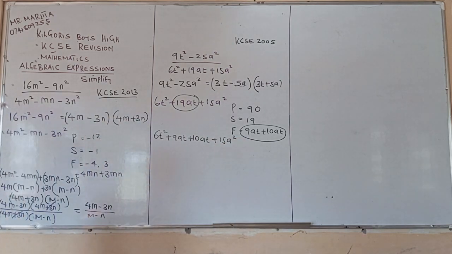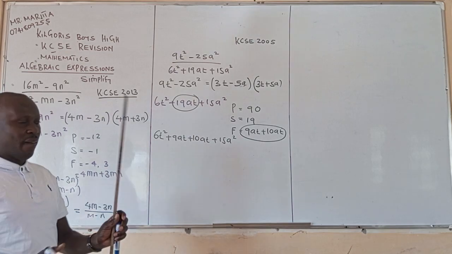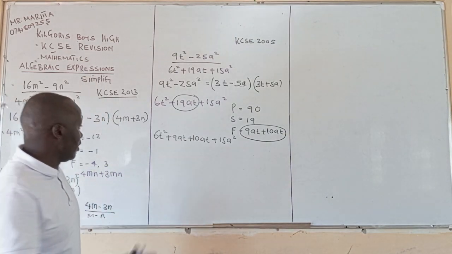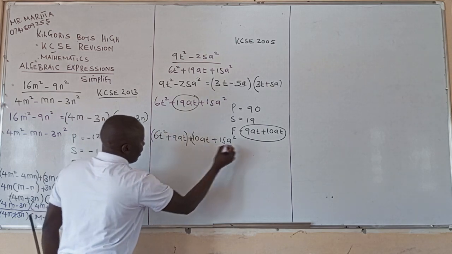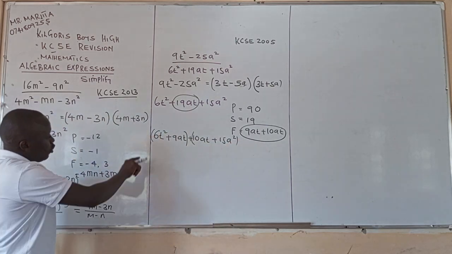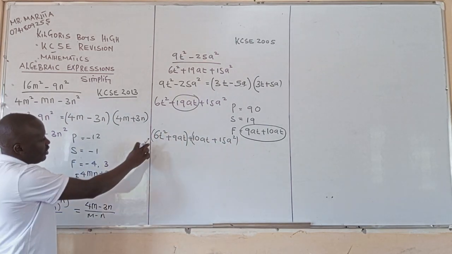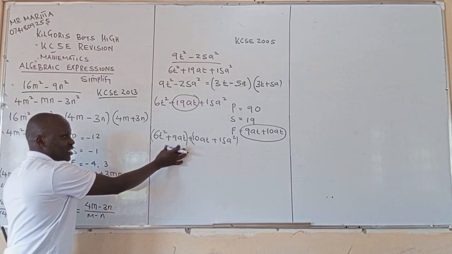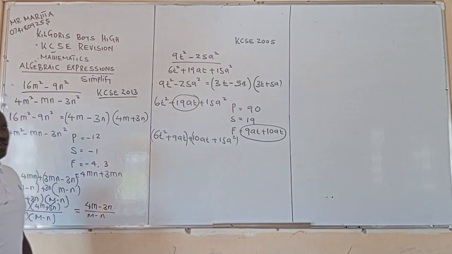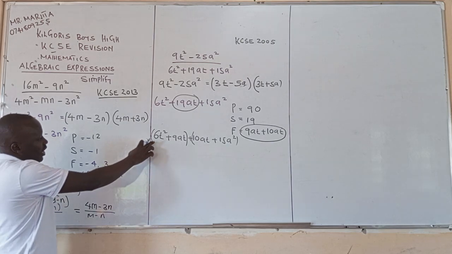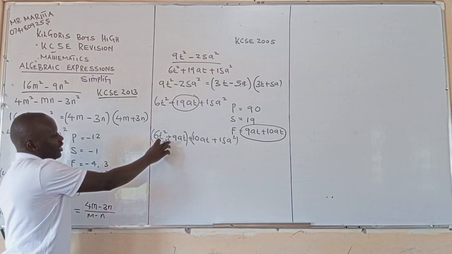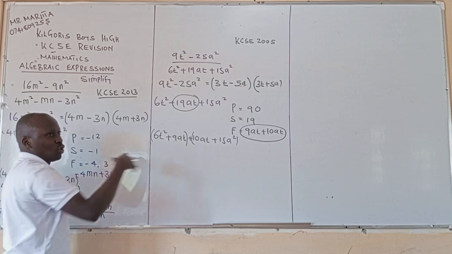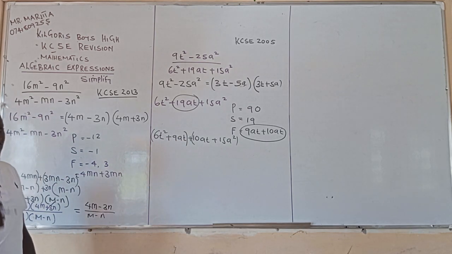Once you do that, you will group the expression into two pairs, like this, like that. So we have the first pair where we have 6t squared plus 9at. What is the common factor? A number that can divide 6t squared, and that number will also divide 9at. So the factor here, in this case, you take number 3.